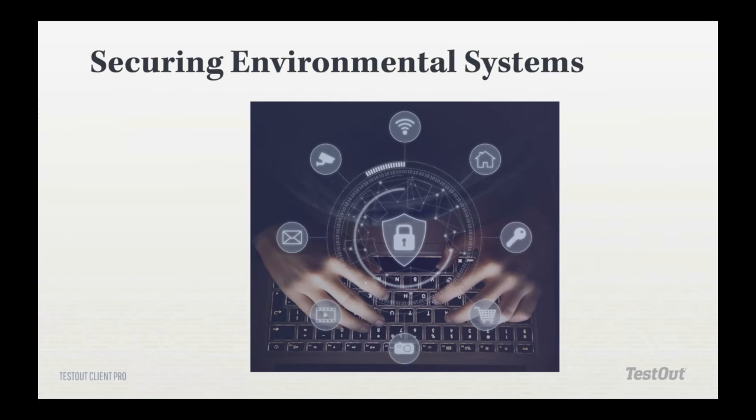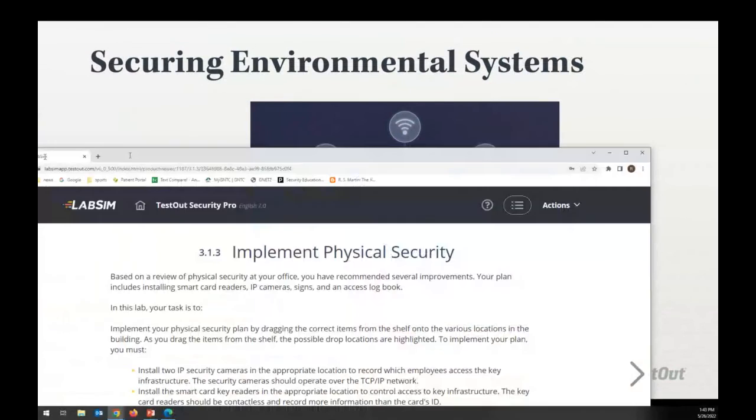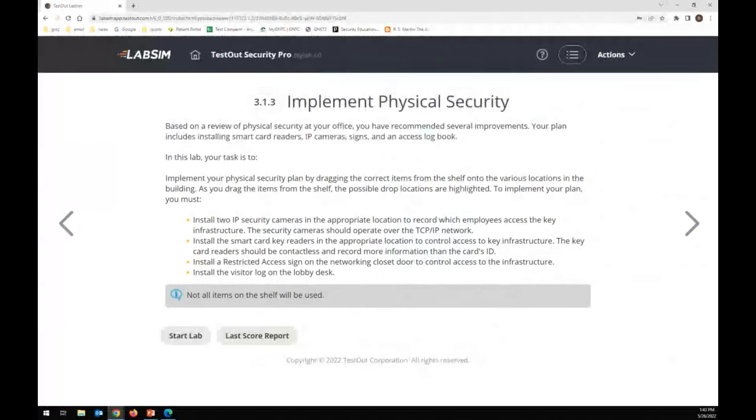So now we're going to look at one of your labs. So we were looking at lab 3.13. This is implementing physical security. Now in this lab, you've got a couple of things you have to do. You have to install two IP security cameras, and you want them in locations to record which employees access the key infrastructure. You see it says that the security camera should operate over the TCP/IP network.